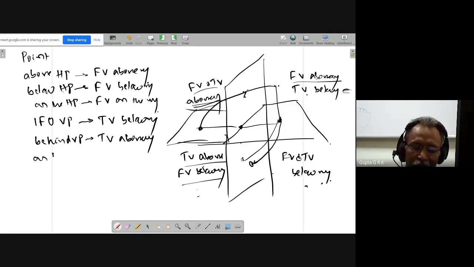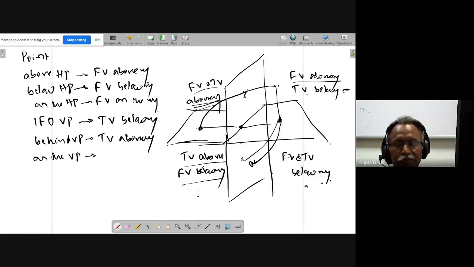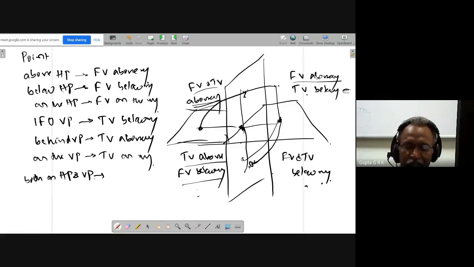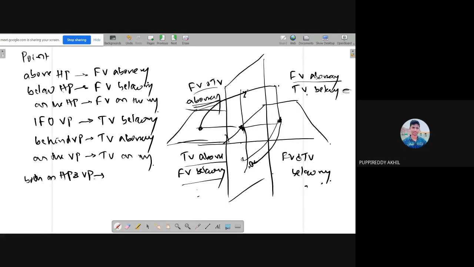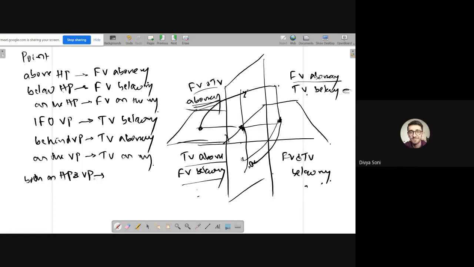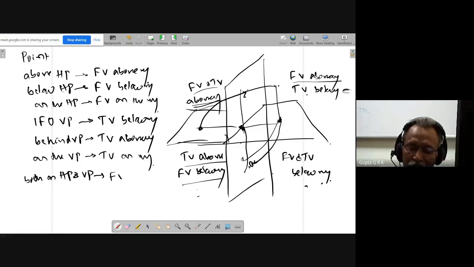Now on the VP, a point on the VP, either here or here, the image falls onto the XY. Top view on XY. And a point both on HP and VP, that is, where is the point? On XY. So what happens to its top view or front view? They coincide and will be on XY. So front view and top view on XY.